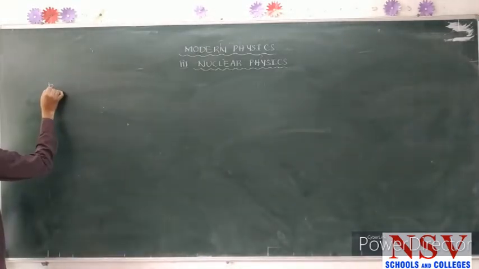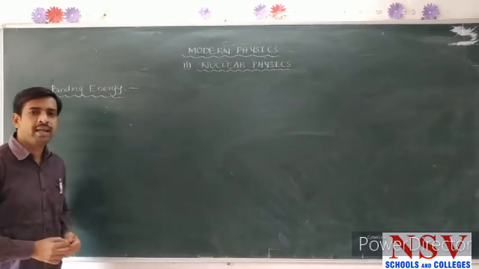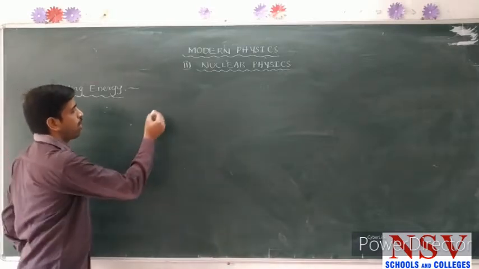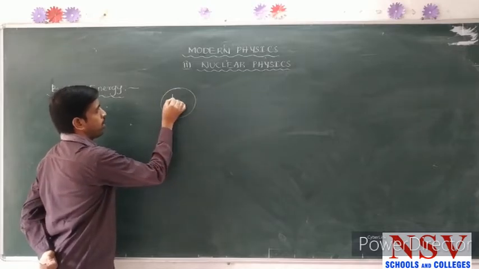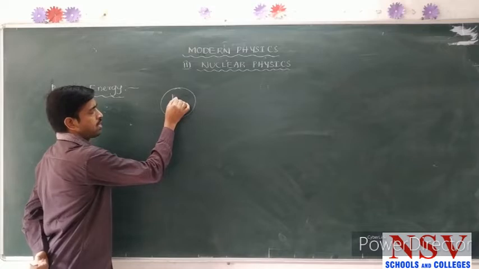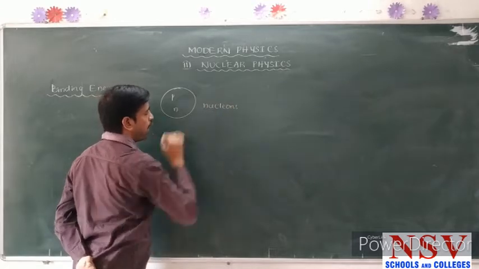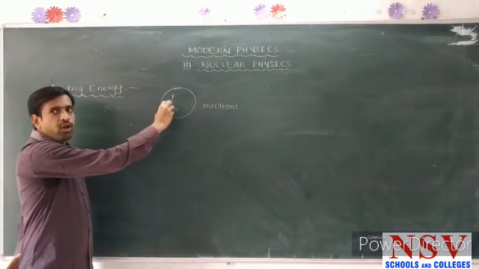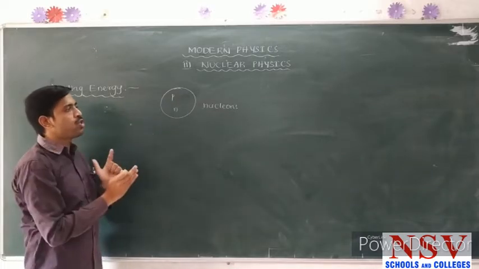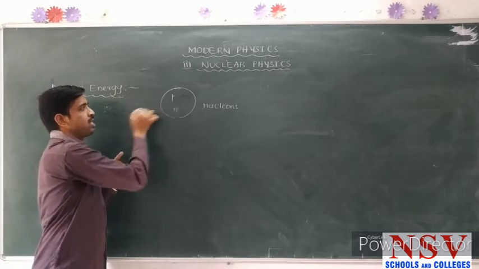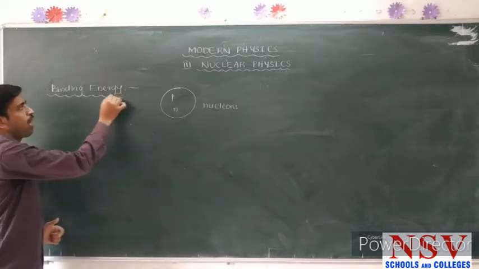Next, binding energy. Now, binding energy of the nucleus. You know that the nucleus consists of protons and neutrons. The protons and neutrons together are also called the nucleus. We know there are strong attractive forces between protons and neutrons. To decompose a nucleus into protons and neutrons, some amount of energy is required. That energy is called the binding energy.